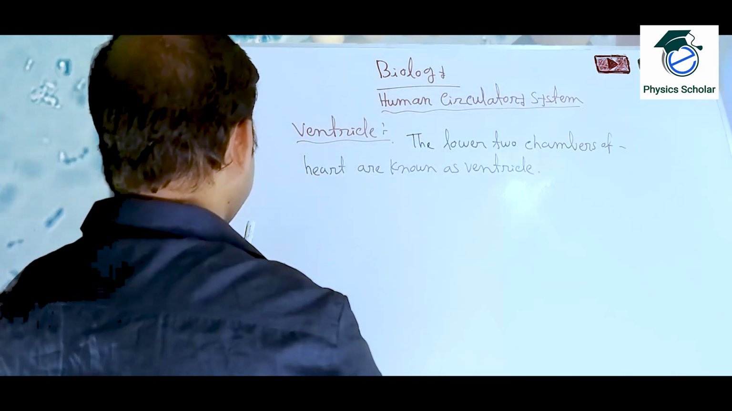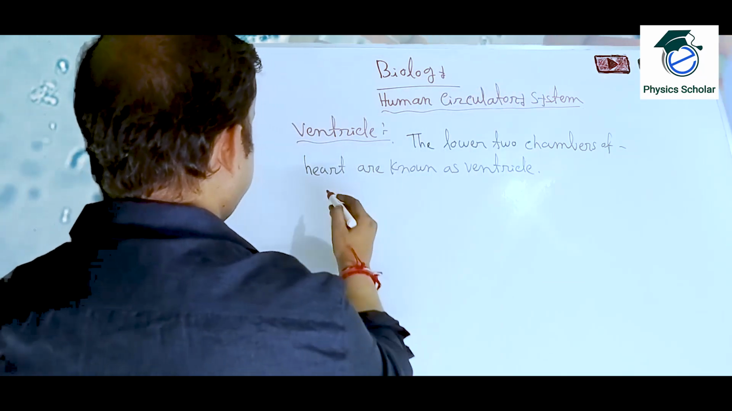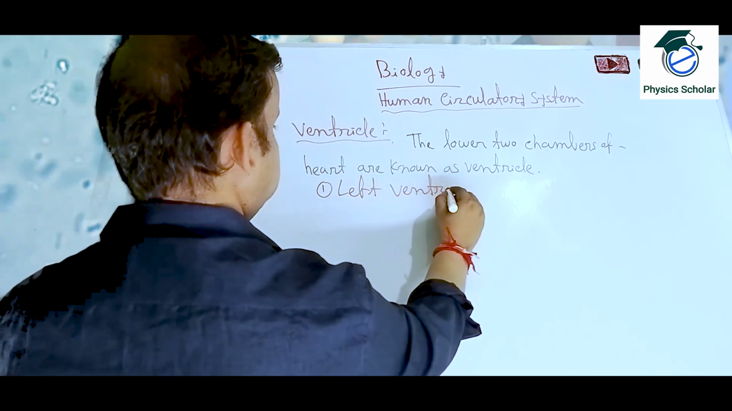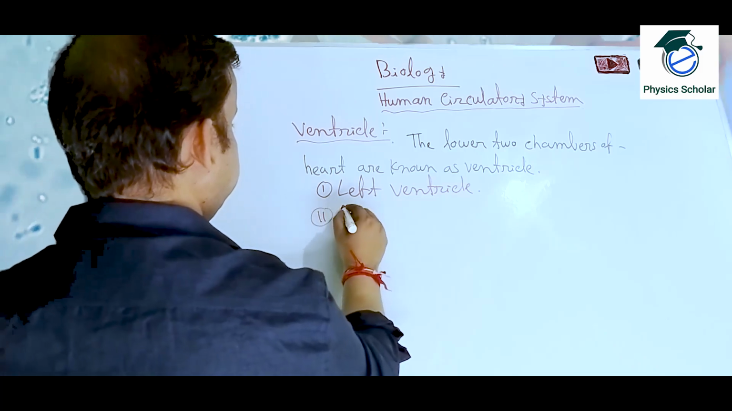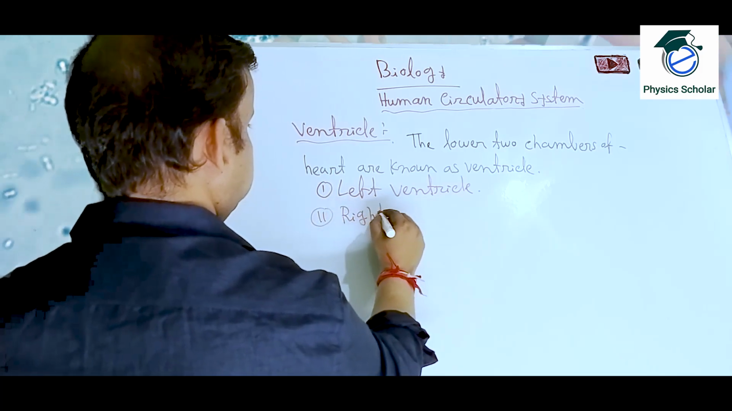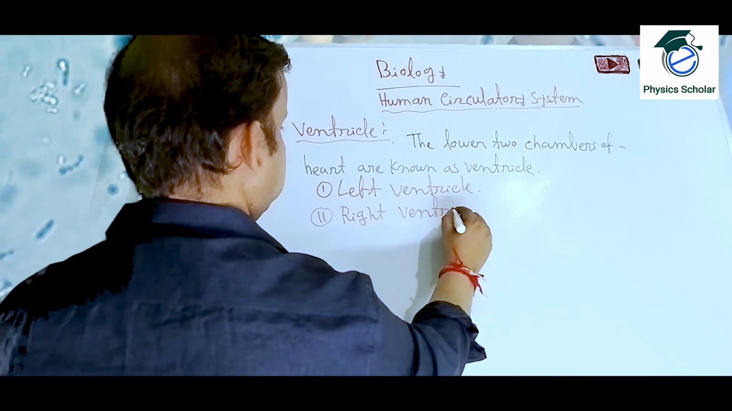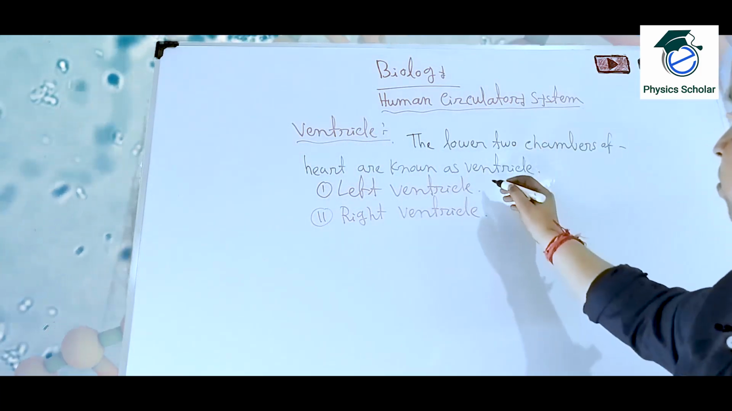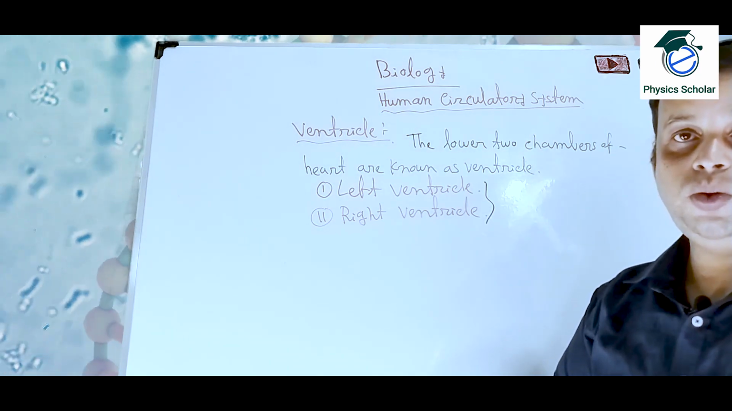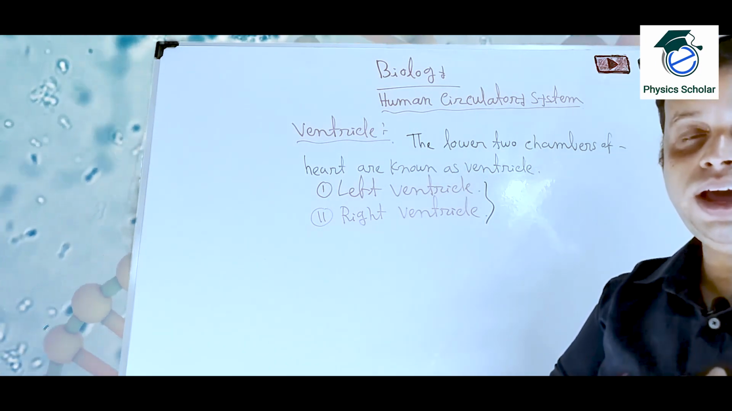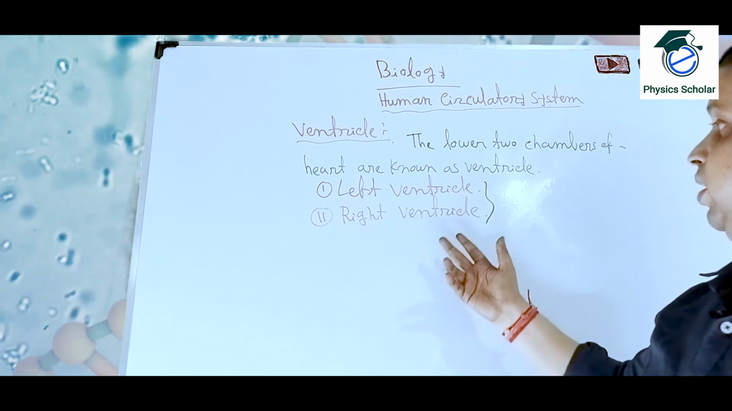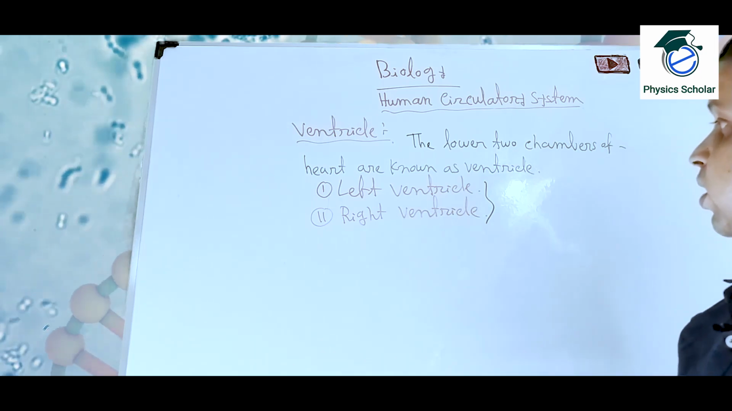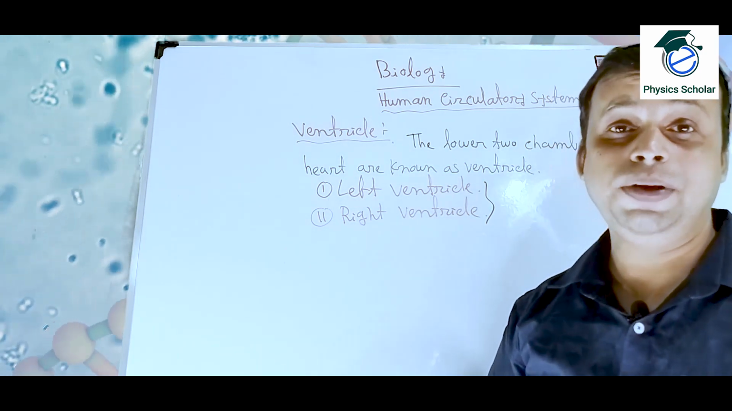Just like the atrium, two types of ventricles are there. What are the two types of ventricles? Left ventricle, and the second one is what? Right ventricle, okay? The lower two chambers of the heart are known as ventricle. So left and right ventricles, two types of ventricles are there, okay? So what is the left ventricle? That is situated in the lower left portion. The lower left chamber of the heart is known as the left ventricle, and the lower right chamber of the heart is known as the right ventricle, clear?